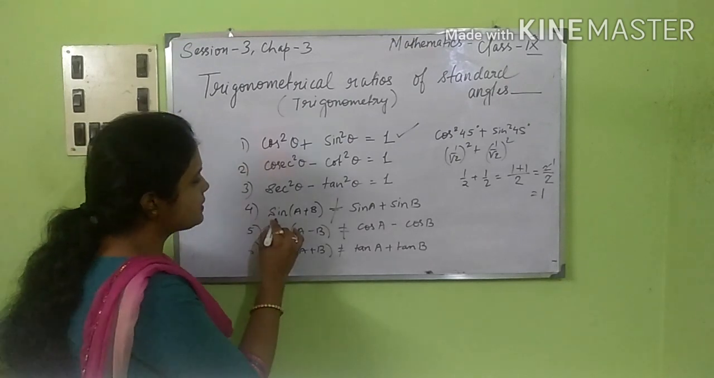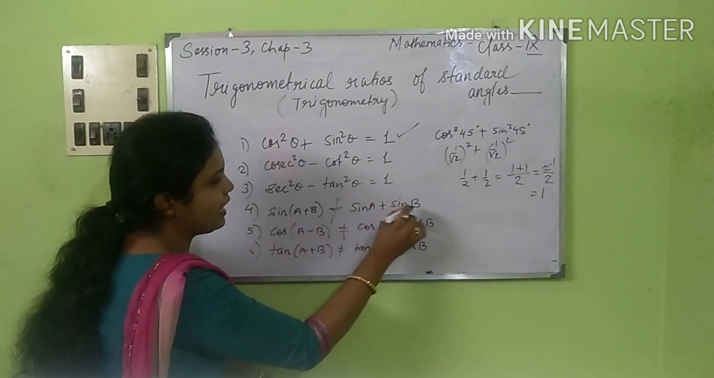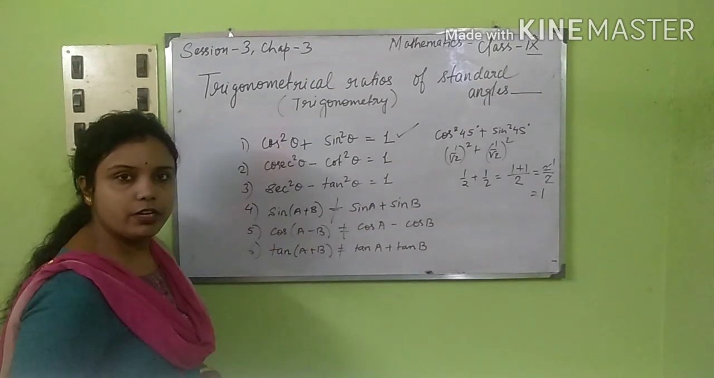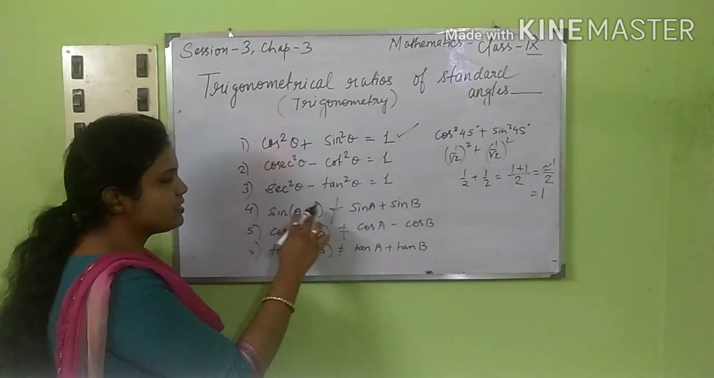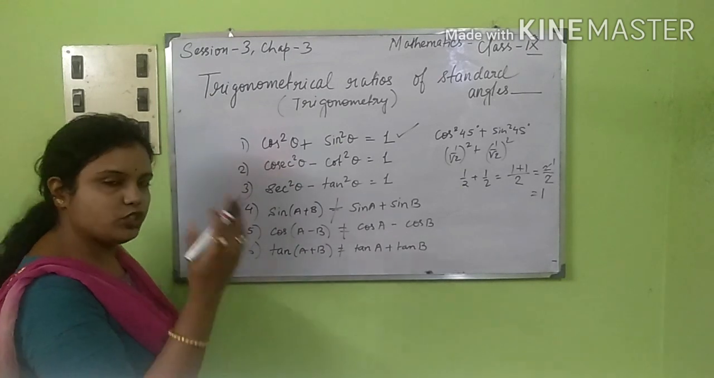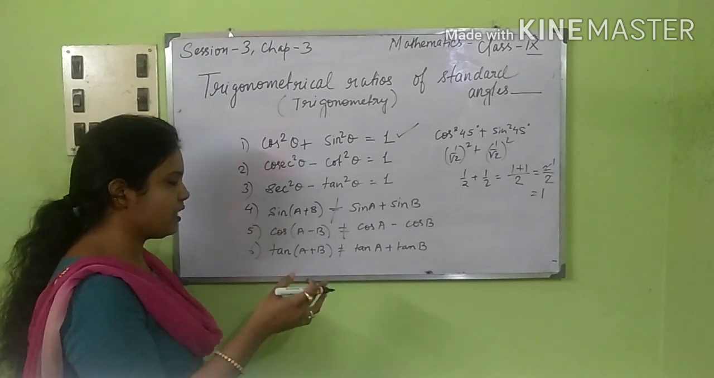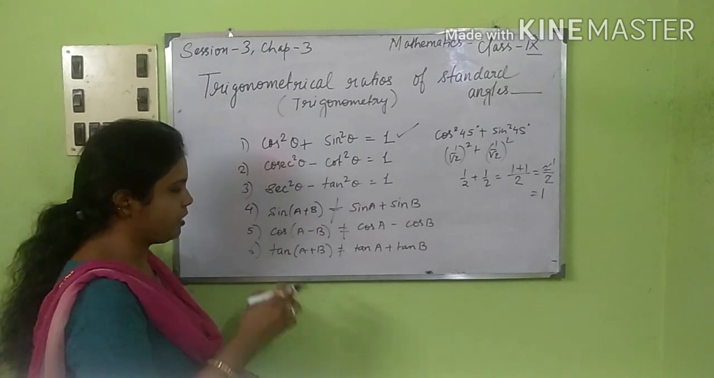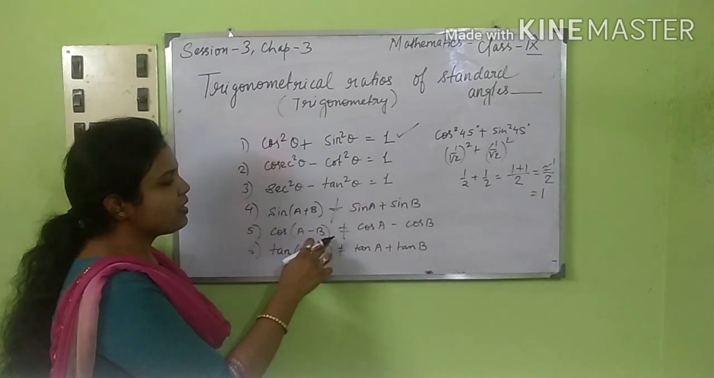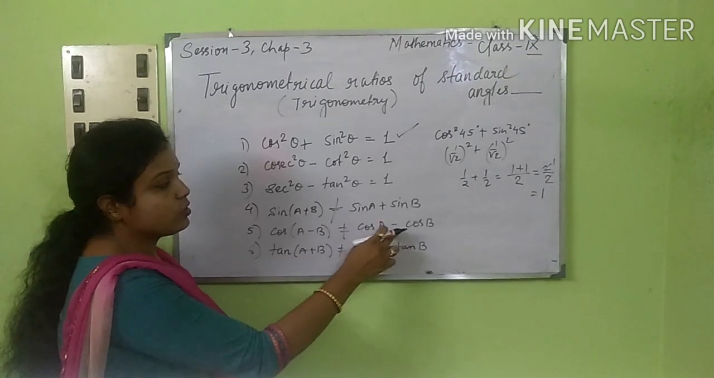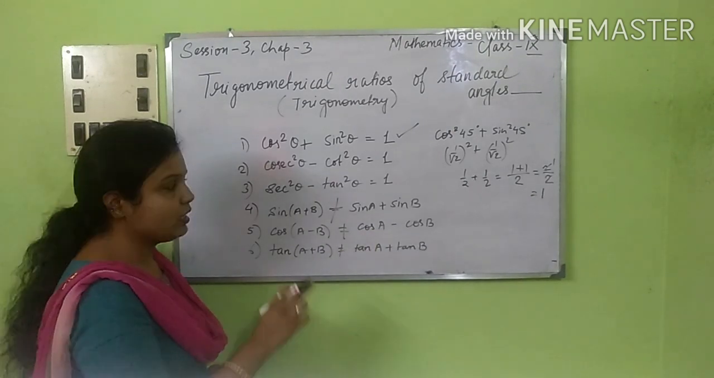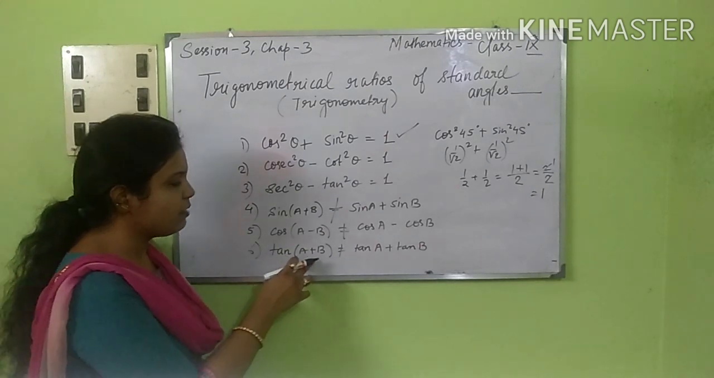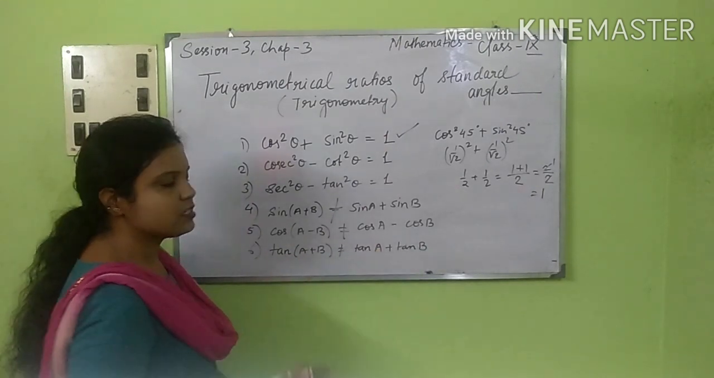Next, coming to sin (A plus B) is not equal to sin A plus sin B. This is absolutely wrong, because it has a particular other formula which you don't have right now. Maybe in other classes, 11, 12, obviously you are going to have it. Cos (A minus B) is not equal to cos A minus cos B. That is completely wrong, because this also has a particular formula. Next, tan (A plus B) is not equal to tan A plus tan B.